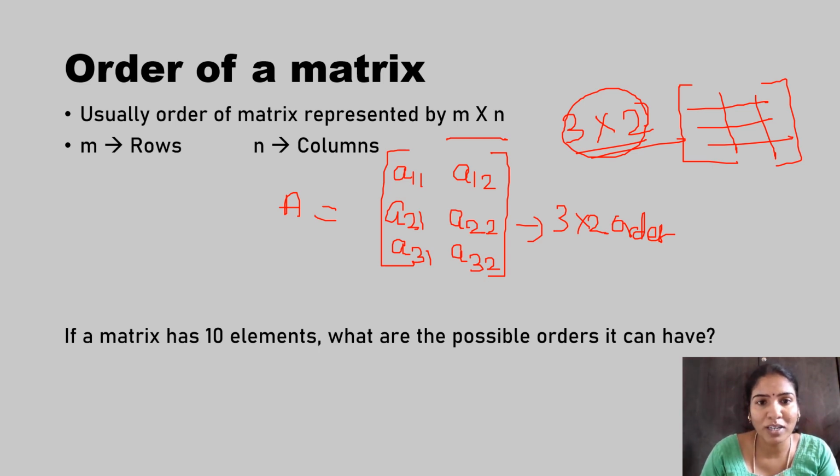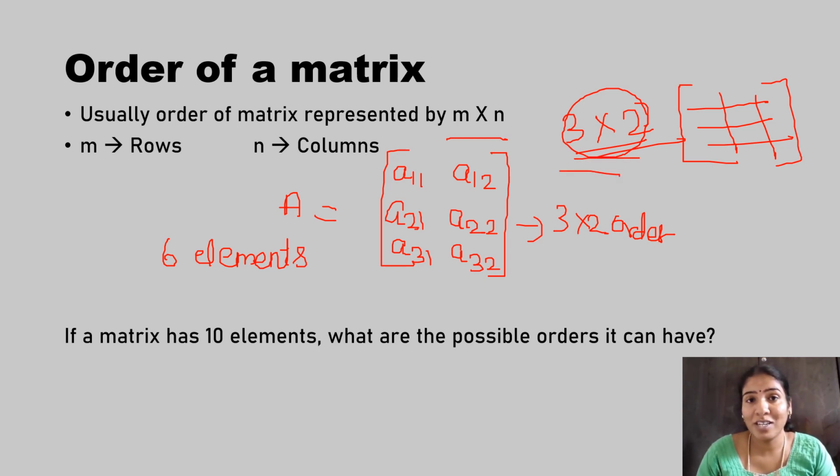Can we count the number: 1, 2, 3, 4, 5, 6? So how many elements are present in a 3 cross 2 matrix? 6 elements. How did the 6 come? It's just the multiplication of the order. If it is 3 cross 2, then there are 6 elements. If it is 3 cross 3, then there are 9 elements. If it is 5 cross 2, then there are 10 elements. Like that, it will vary. So we can relate the order and the number of elements in this way.